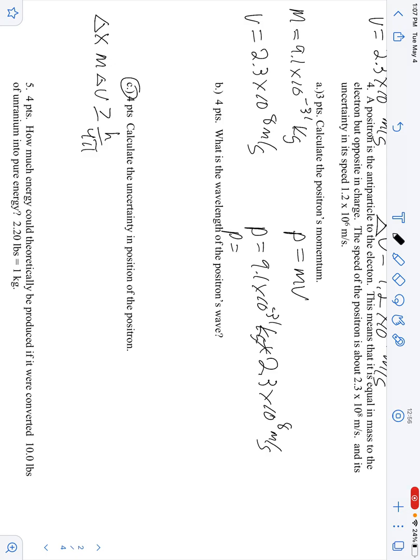And I get... okay. What is the wavelength of the positron's wave? Well, I'm looking for wavelength. I know the mass. I know the velocity.